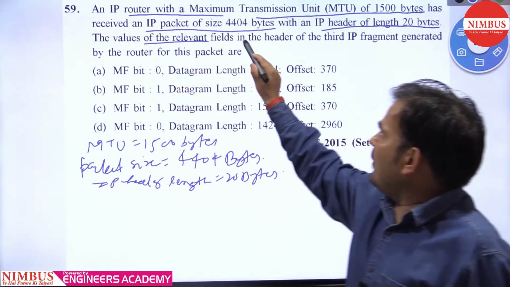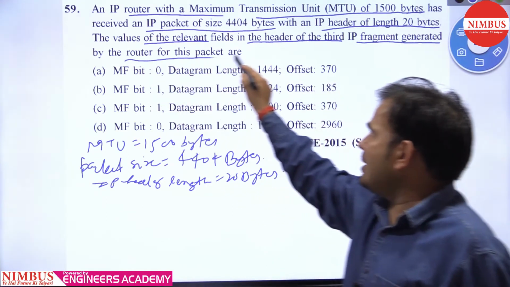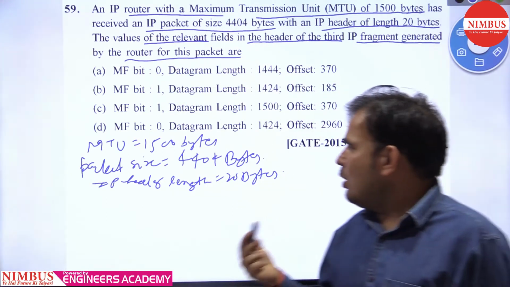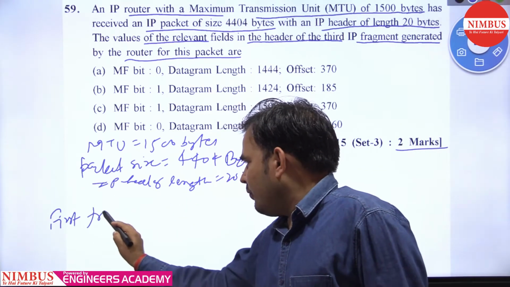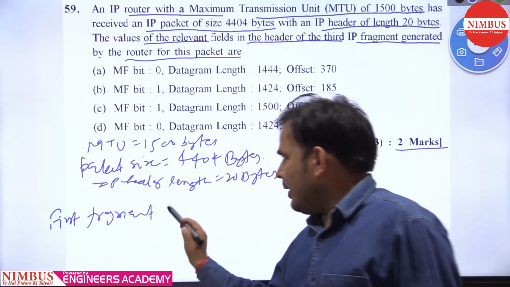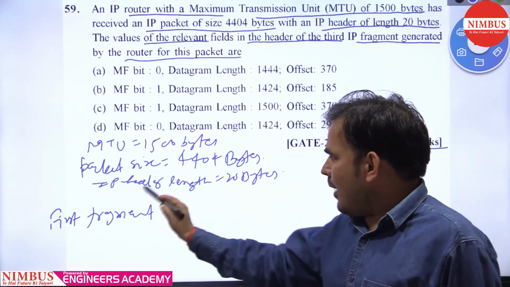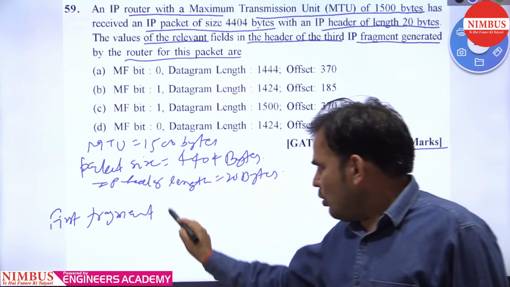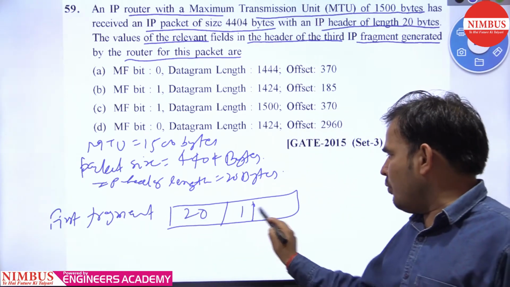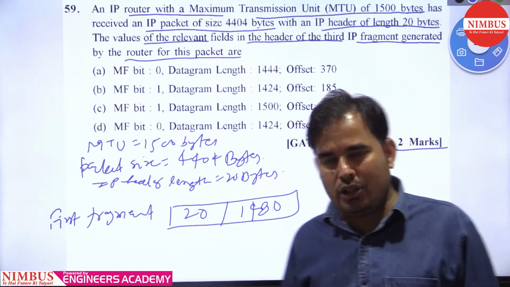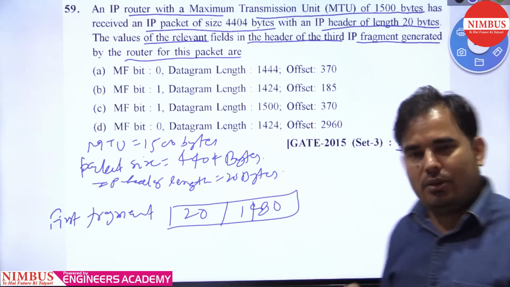The values of the relevant fields in the header of the third IP fragment generated by the router for this packet are, so what is the first fragment? As I told you, in this maximum transmission unit, the 20 bytes of IP header are also included. So how much data can we transmit in the first fragment? Only 1480, as we know that the router can transmit only 1500 bytes.